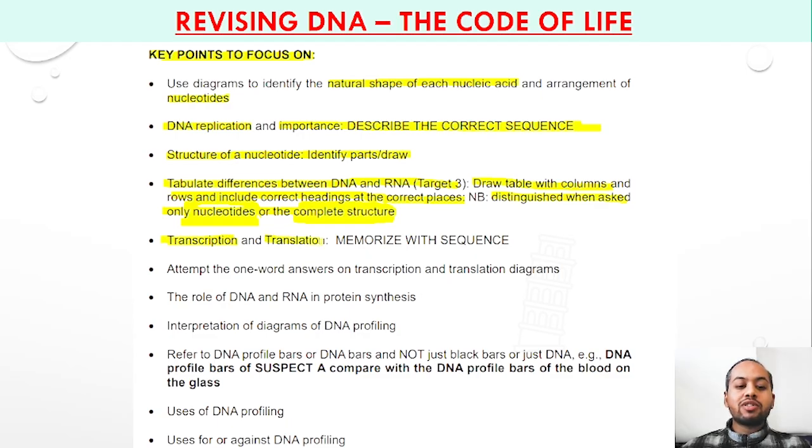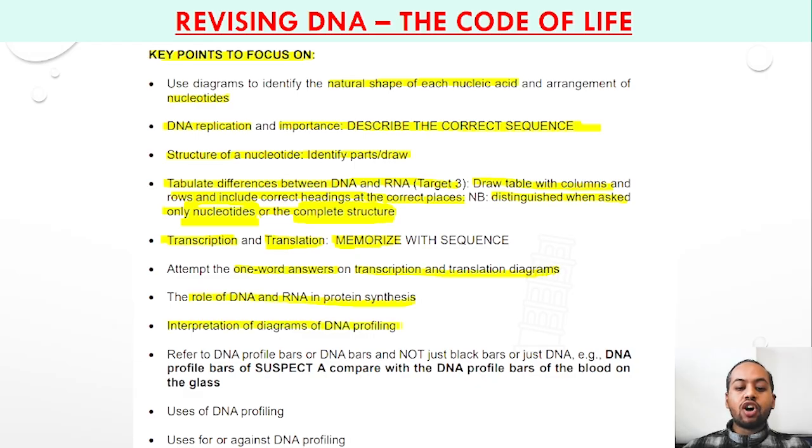You also need to be able to describe the entire process of translation. Memorize these processes and study it from your exam guidelines. Then you need to be able to answer one-word questions on transcription and translation, which we will look at today. The role of DNA and RNA in protein synthesis.